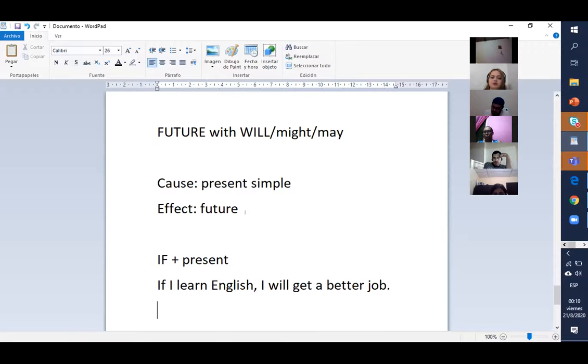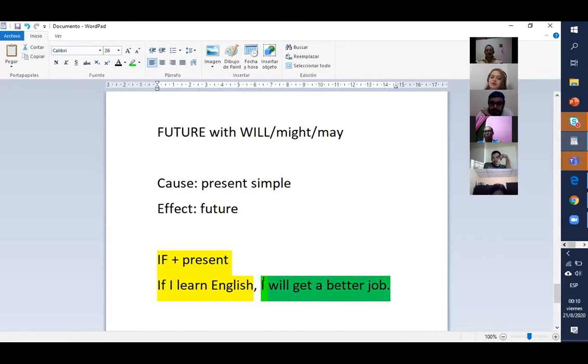Now, if you notice, if and the cause, if and present is always together, right? And the effect is in the future. So you cannot use if I will get a better job. That's not possible. Never forget this, please. Never say if I will. That's not possible.